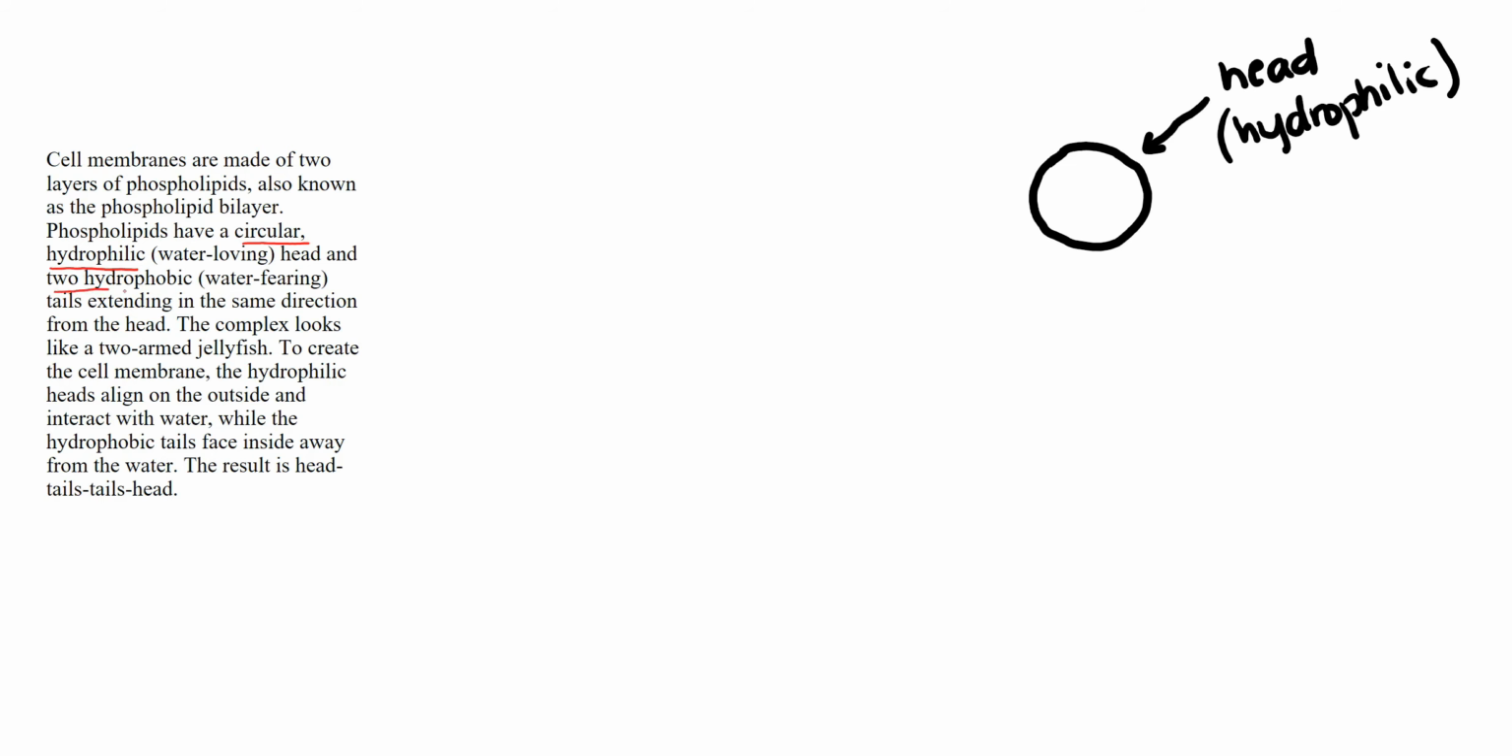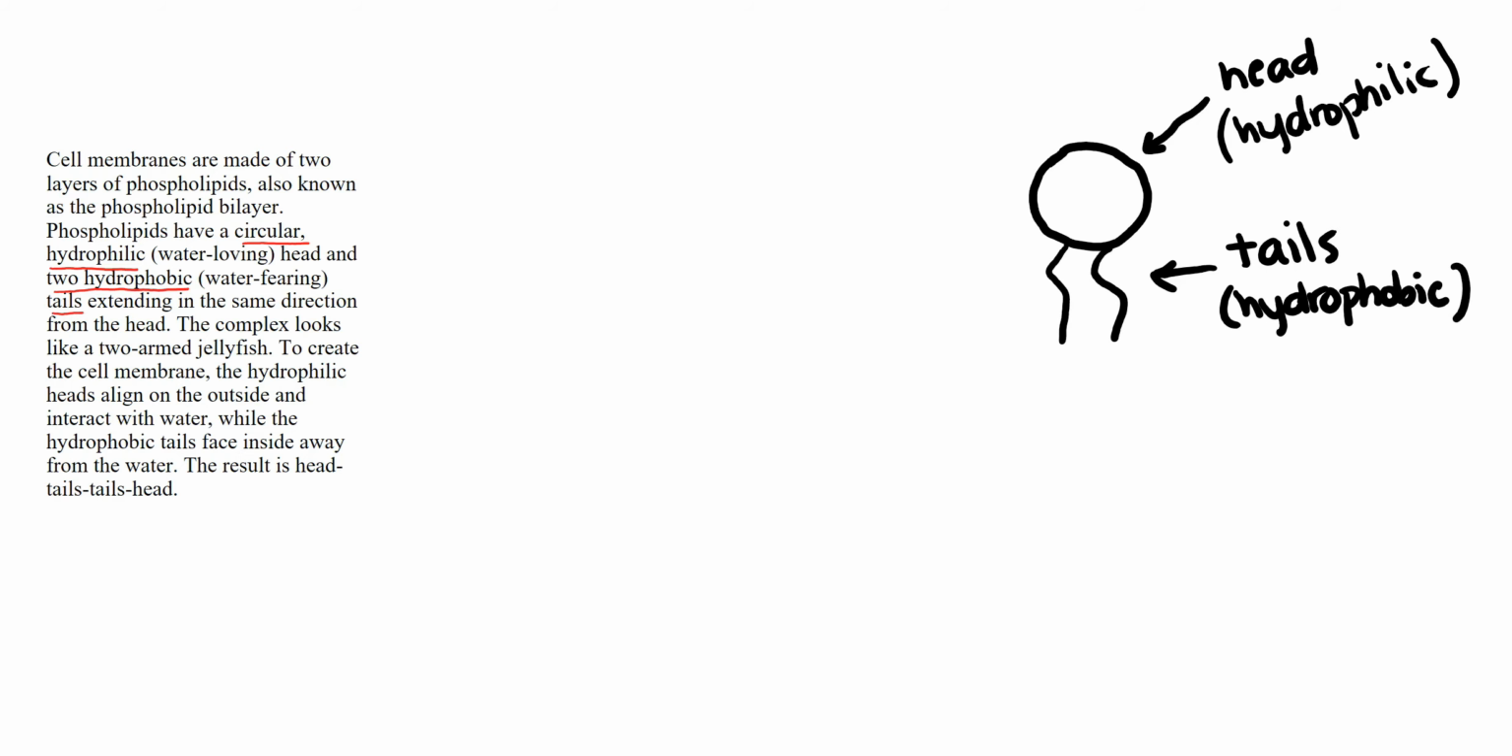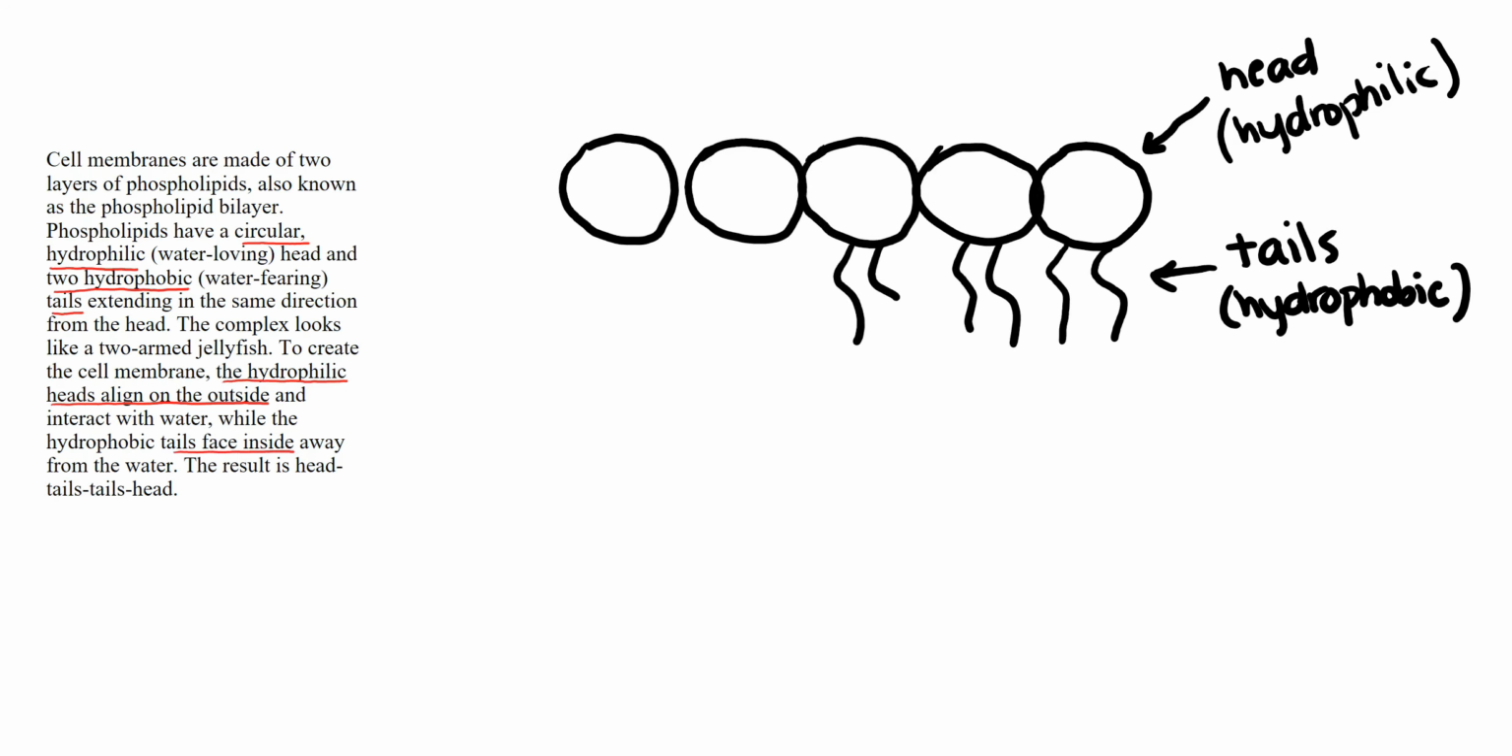The passage then says there are two hydrophobic or water-fearing tails extending from the head in the same direction. Let's draw two squiggly lines and label those. Now that we have a sketch of a phospholipid, we need to represent the two layers of phospholipids. The passage describes the heads aligning on the outside, so let's draw a row of that, and the tails face the inside. To create head, tails, tails, head.